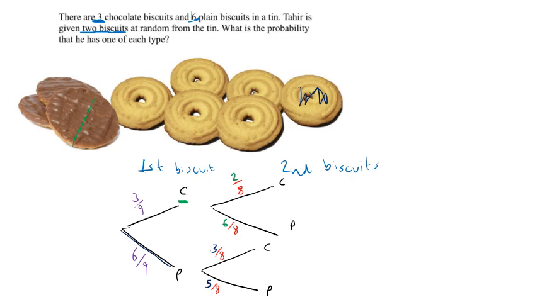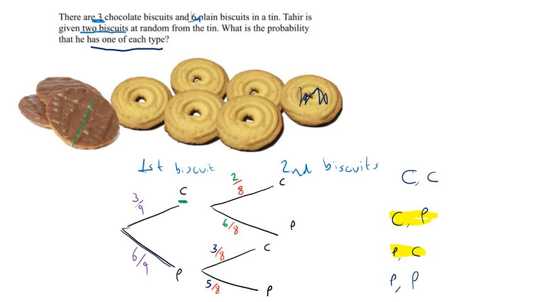Then the question said, what is the probability he has one of each type? So let's just think about our different options. The different options are he has chocolate and chocolate, chocolate and plain, plain and chocolate, or plain and plain. I don't know why they've turned that into an R. Let me just delete that. And we want to know one of each type. So one of each type would be chocolate and plain or plain and chocolate. So let's work both of those out now.